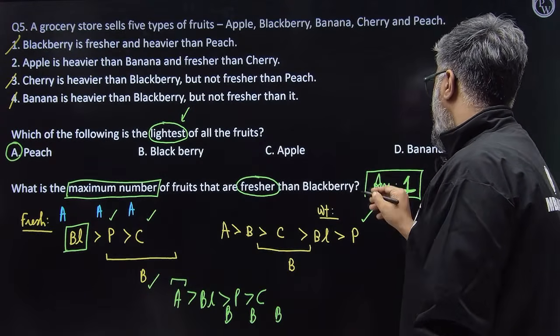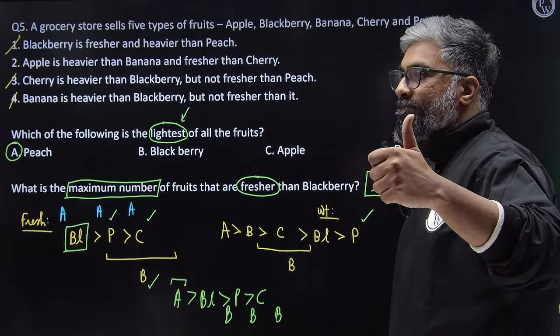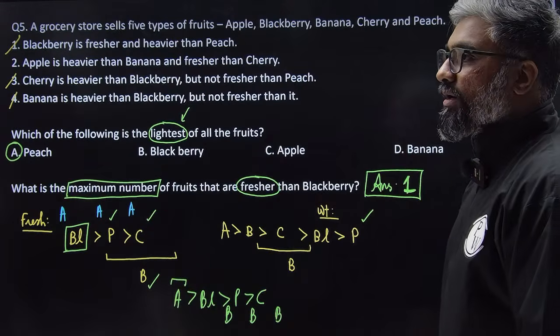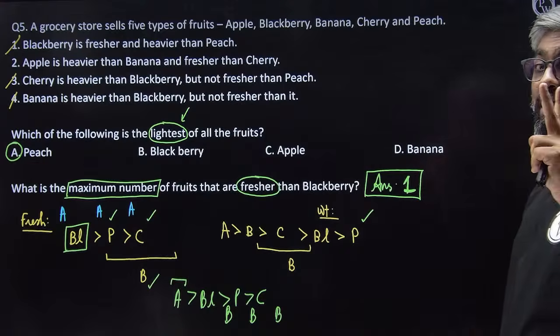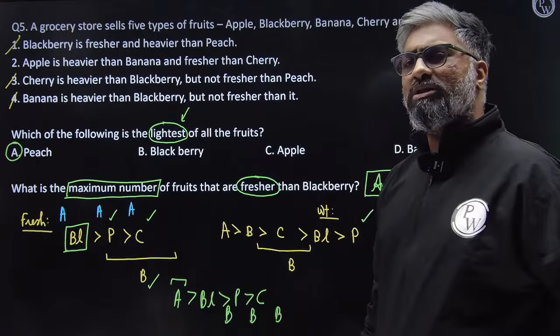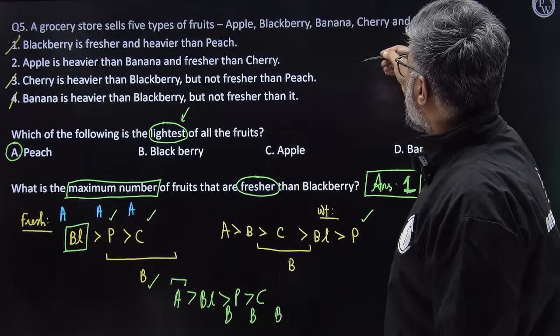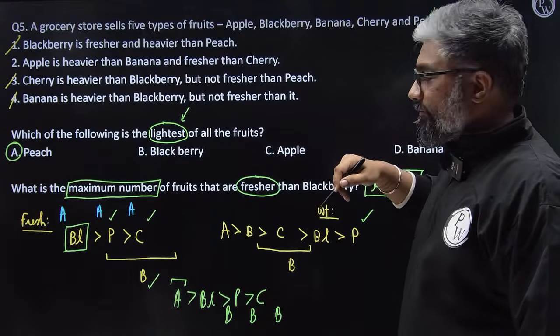Maximum number could be 1. It can't be 2. How can it be 2? Think about it. Which 2 fruits can be fresher than blackberry? Not possible. Peach is not fresher. Peach is gone. So out of the 5 fruits, peach cannot be fresher than blackberry.